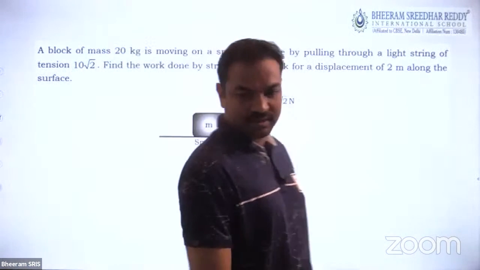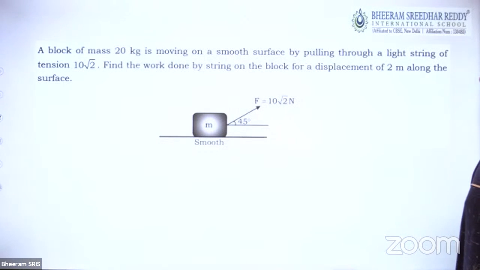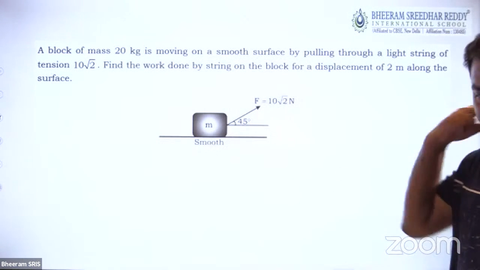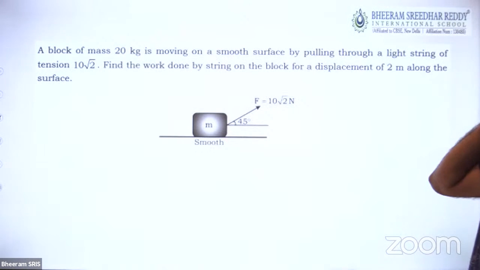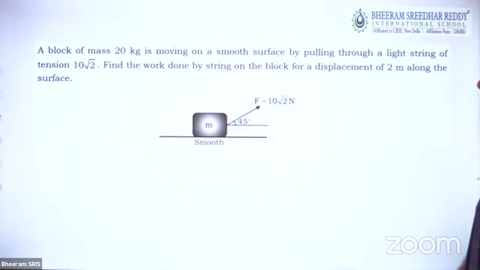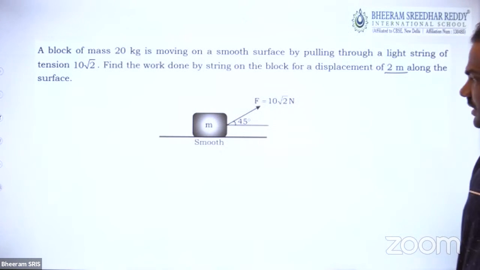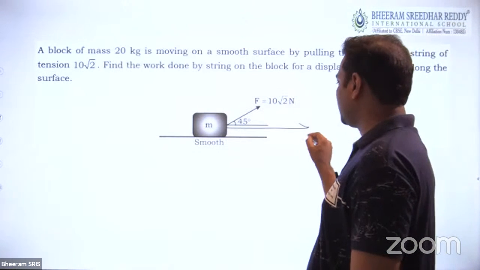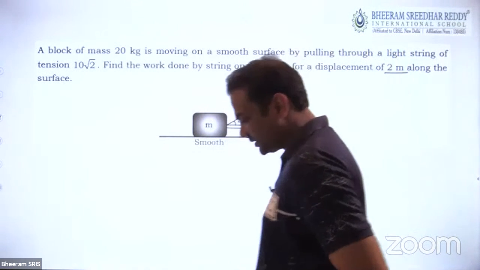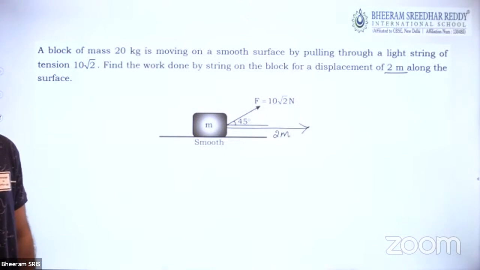Okay, solve this question. I hope you are able to read the question. A block of mass 20 kg is moving on a smooth surface, so friction is not there, by pulling through a light string of tension 10 root 2 at an angle of 45 degrees. It's a very easy question. Find the work done by the string on the block for a displacement of 2 meters along the surface. It's a very direct question. Apply the formula.